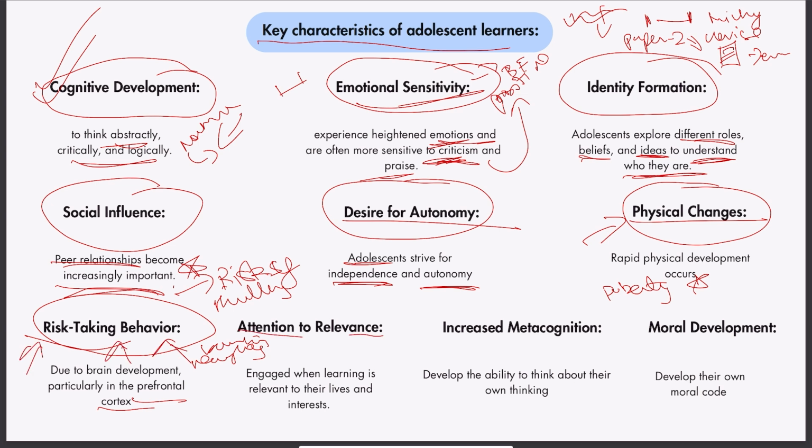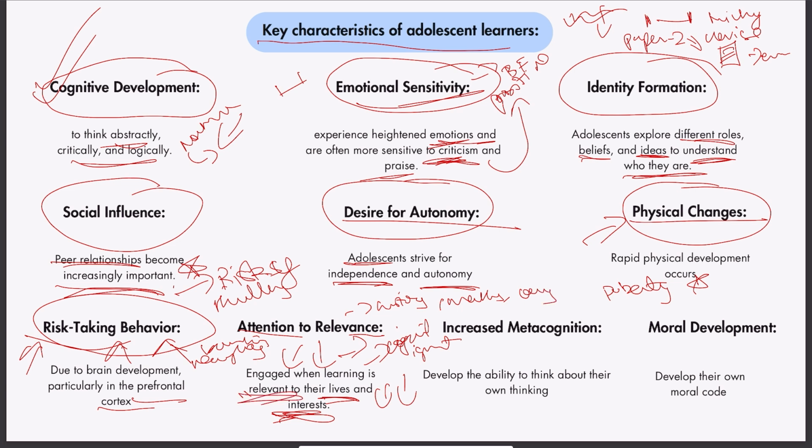Next, we have attention to relevance. Engaged when learning is relevant to their lives and interest. As we are growing older and have cognitive development, we are more wary about what we like, what we don't like, what subjects ignite us. So things that are relevant to our lives, our interests, we are more engaged in those topics. We can see that some students like history, some are really into maths, some love computer. So, things that are relevant to us, we give extra attention to it.